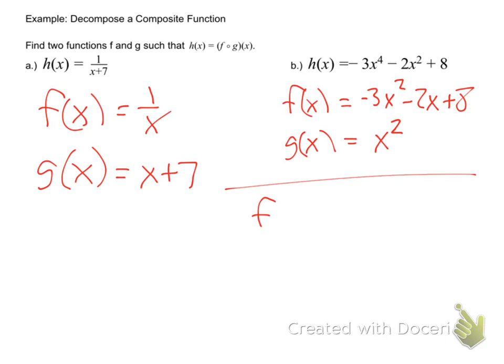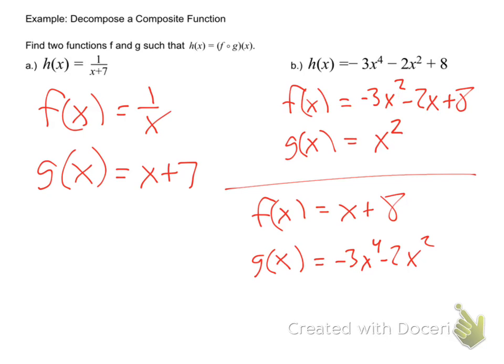Another option. What happens if I said that f of x is x plus 8? What does x have to be to put the rest of it there? What's missing up here? A negative 3x to the 4th minus 2x squared.